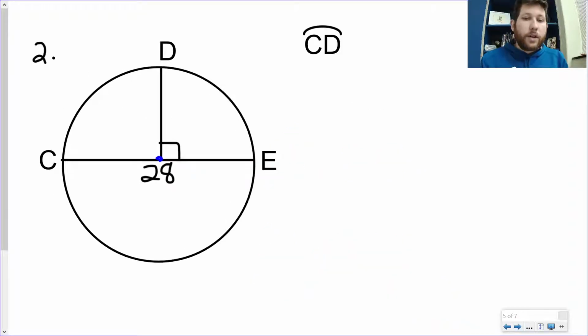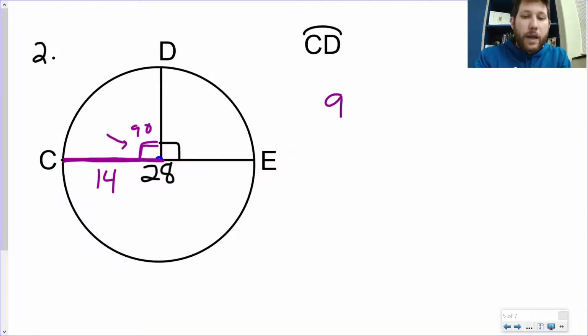All right, let's take a look at another one here. Let's find the arc length for CD. So let's do a little bit of work before we move forward. Let's figure out my angle and my radius. If I find those two things out, I should be good to go. So my angle right here should be 90 degrees, right? So that's going to be a 90. And then this distance right here from the center to the edge is my radius.